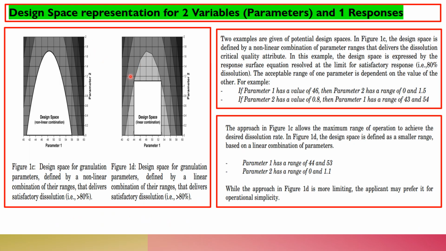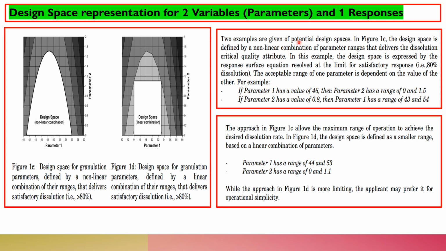Friends, these are some examples of the design space given in the guideline. Two examples are given of potential design space in Figure 1C. In Figure 1C, the design space is defined by a non-linear combination of parameter ranges that deliver the dissolution critical quality attribute. So this is non-linear, based on the slope. Whenever a slope is there, it is not linear, it will be a quadratic type equation.